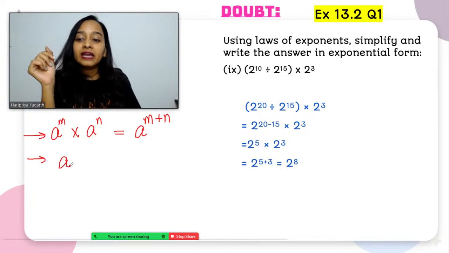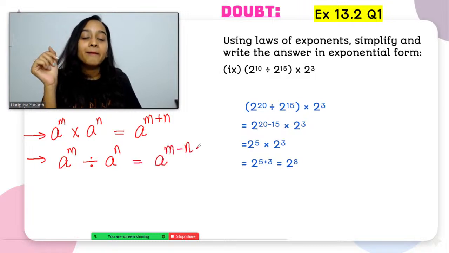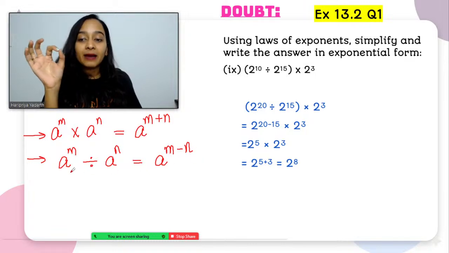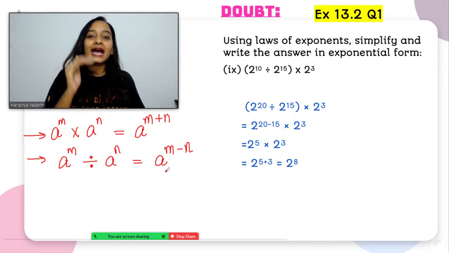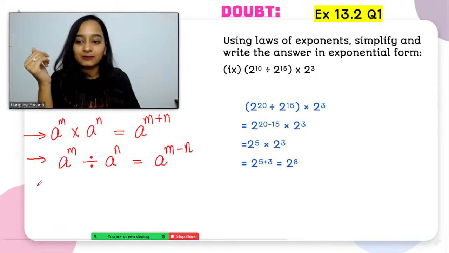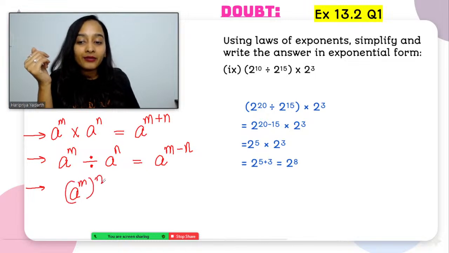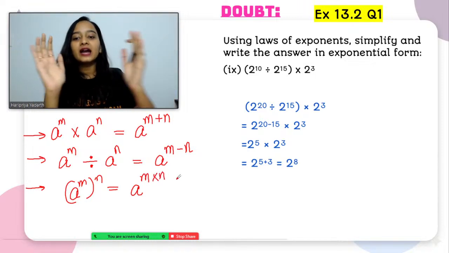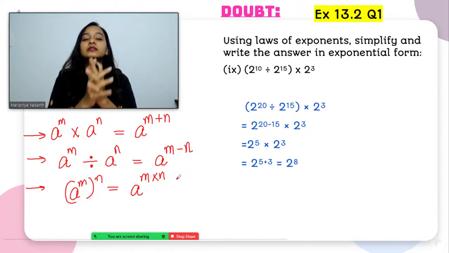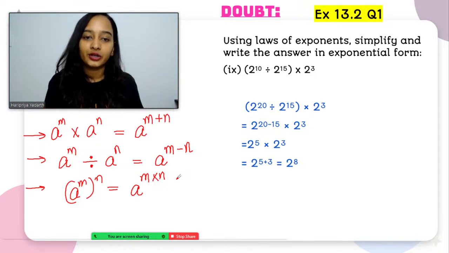Then you have a to the power m divided by a to the power n, which is a to the power m minus n. Now what is happening here? You have exponents and you're dividing them. So keep the base as it is and subtract the exponents. Then a to the power m whole to the power n is equal to a to the power m multiplied with n. Now I know there are more, we will be doing that, but these are what we are going to use in a few of the questions that we are doing right now.